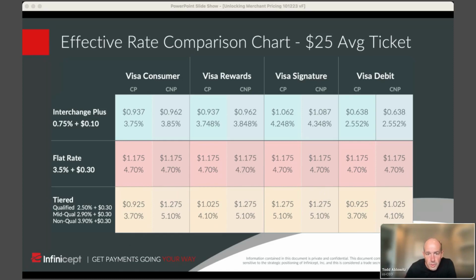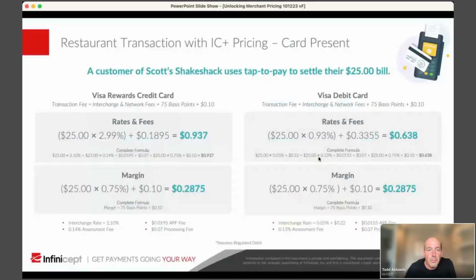Okay, let's move this forward. I lost my PowerPoint again. Okay, so let's break a couple of these down to see how we got to some of these numbers. So this one, and forgive me if this is a little bit busy, but I wanted to really show you how an Interchange Plus transaction would be constructed.